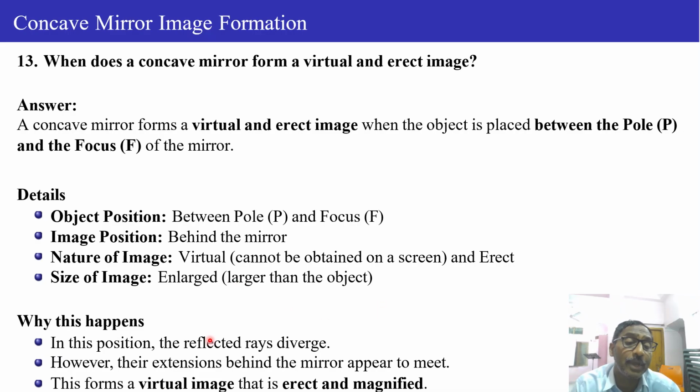Why does this happen? In this position, the reflected rays diverge. However, their extensions behind the mirror appear to meet. This forms a virtual image that is erect and magnified.